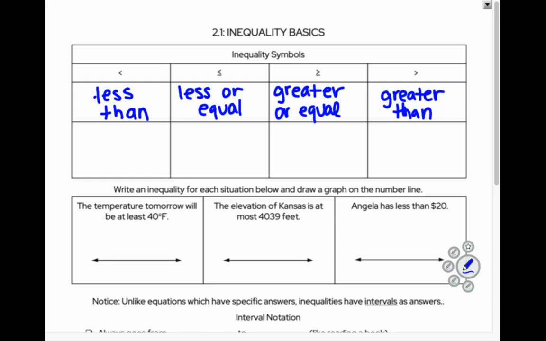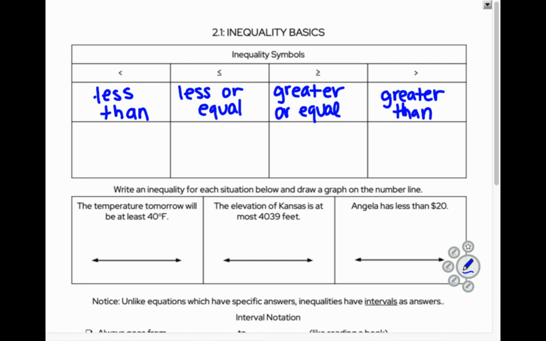This section is all about using those symbols. Make sure you have them written down, just in case you forget them. In elementary school, you might have talked about how it was like the alligator eating the bigger number. We're not doing that. We're just going to use the less than or equal to, greater than or equal to parts. Okay? You need to know what those mean and be able to kind of say them out loud.